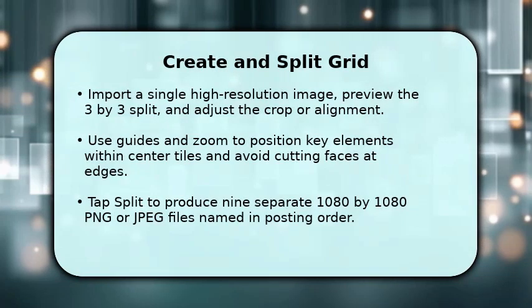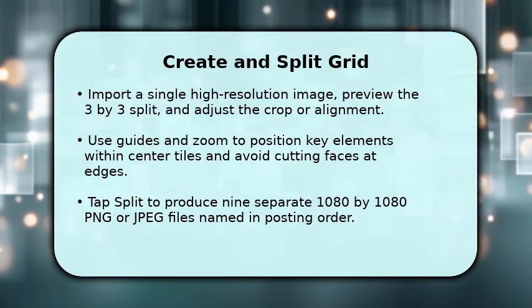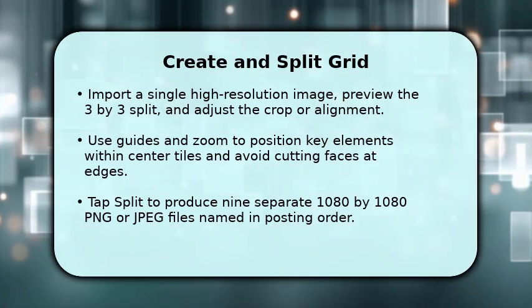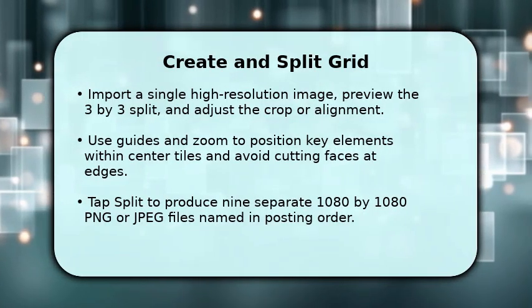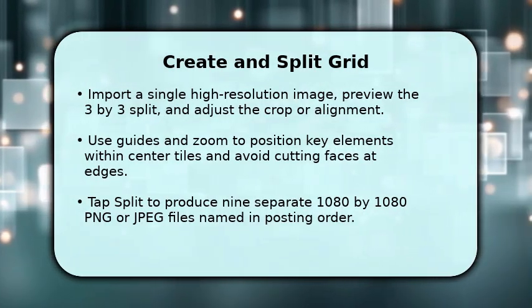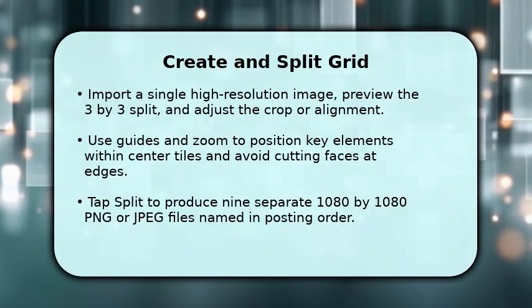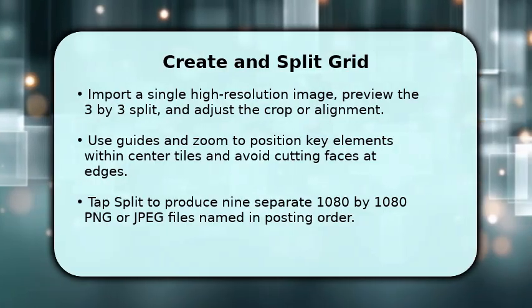Import a single high-resolution image, preview the 3x3 split, and adjust the crop or alignment until the composition looks correct across tiles. Use guides and the zoom tool to position important subjects inside center tiles and avoid cutting faces or text at the tile edges. If needed, apply light editing, exposure, contrast, and a single consistent filter so each tile matches.